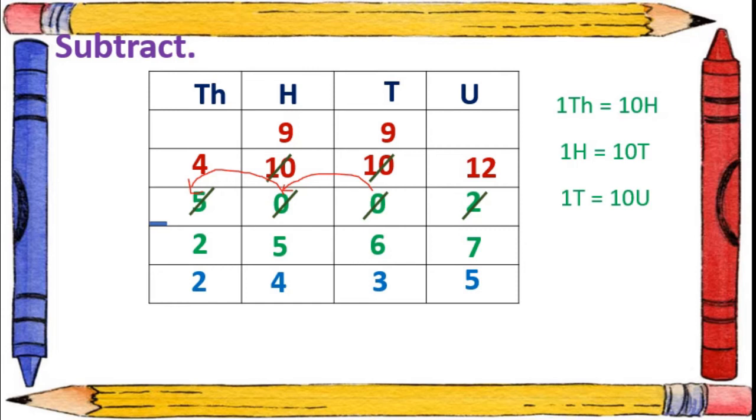Whenever zeros are there in between, then the last zero will get 10 and all the rest of the zeros will get 9. If you practice 2 to 3 sums like this, you will come to know the proper method of subtraction. Okay?